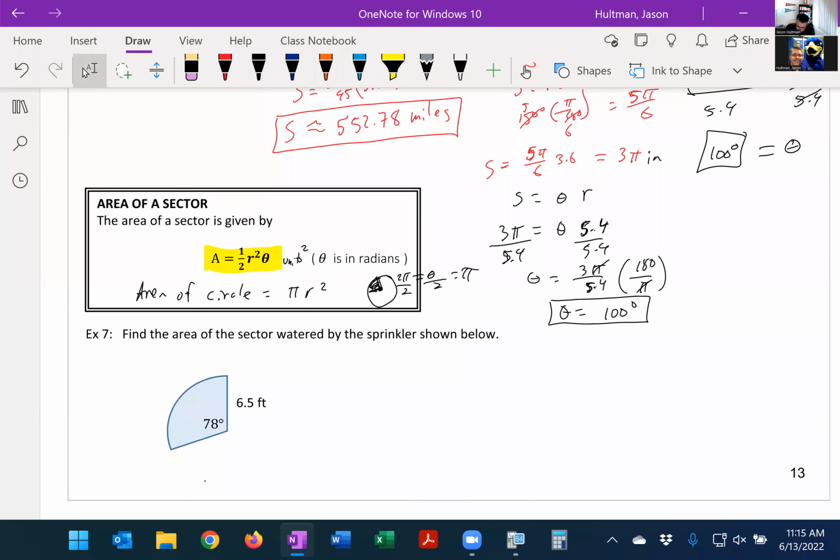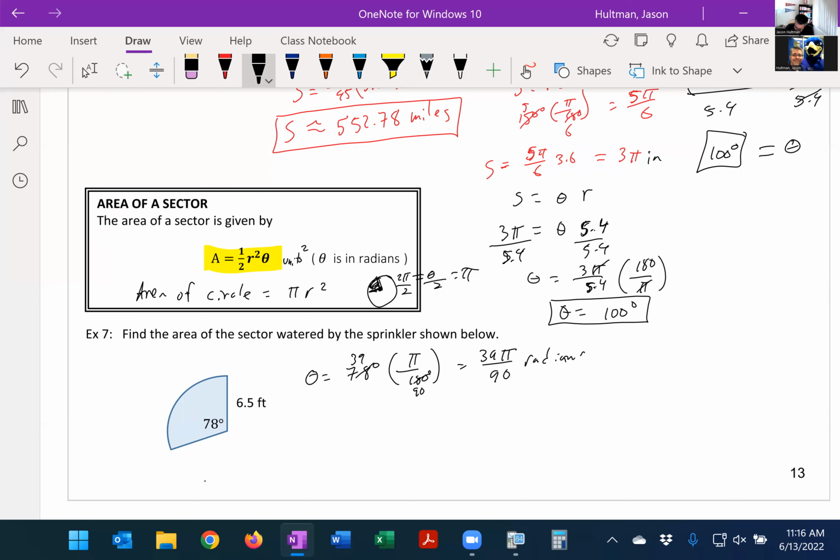Find the area of the sector watered by the sprinkler. So we have 78 degrees. We'd like to change that to radian measure and then use the formula. So theta is equal to 78 degrees times pi over 180. I believe 78 is divisible by 2, and so this becomes 39 pi over 90, because I just divide both of these by 2. So that's my radian measure.